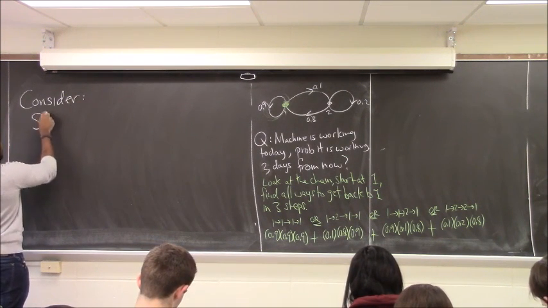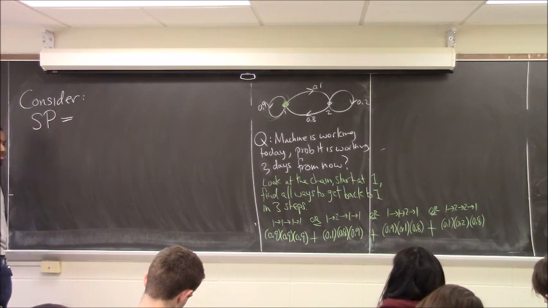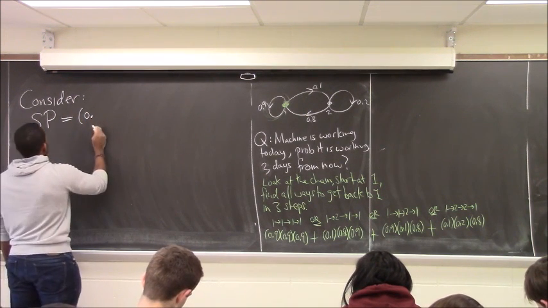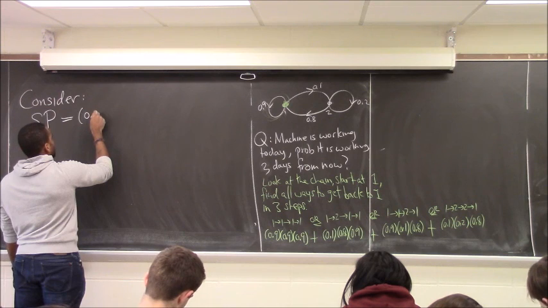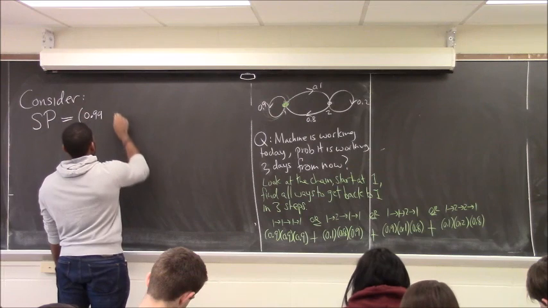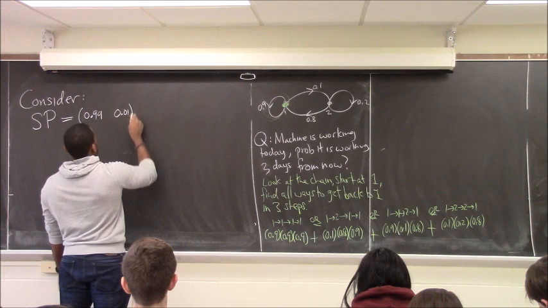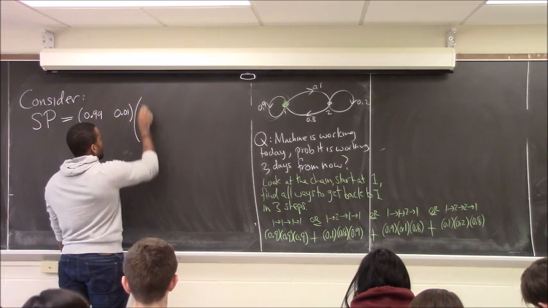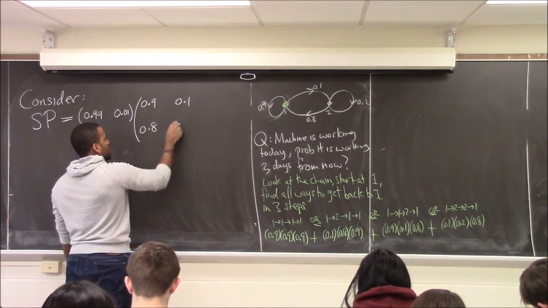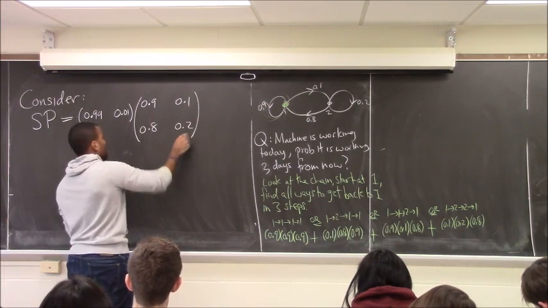If I were to take S times P, matrix multiplication. Okay, so our S was what? Our S was 0.99 times 0.01, multiplied by P. What was P again? This was 0.9, 0.1, 0.8, 0.2. Is that it? Yes.